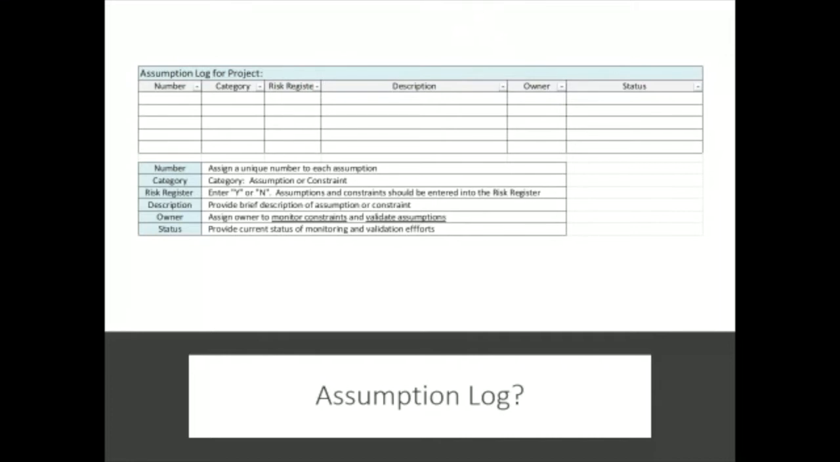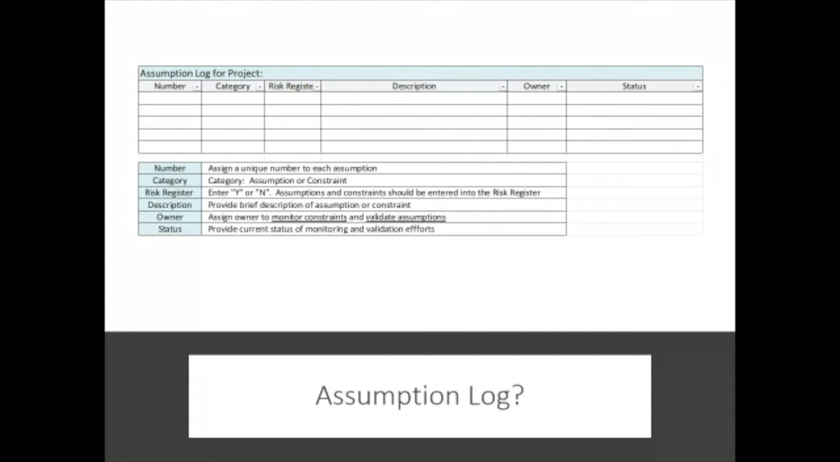But brief description: what is the assumption or constraint? Assign an owner to this. For those of you who have been in my classes, I have a very, very favorite saying: know what you know, know what you don't know, and surround yourself with people who know what you don't know. If you don't assign an owner to a constraint or an assumption, then you are assuming, and it is going to make a donkey out of you and me. You want to make sure that somebody takes control of this and monitors the status. Have we put it into the risk register? Is this something that is occurring? I kind of like this idea for an assumption log.